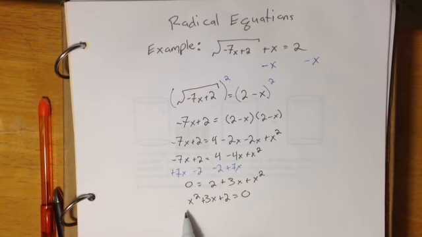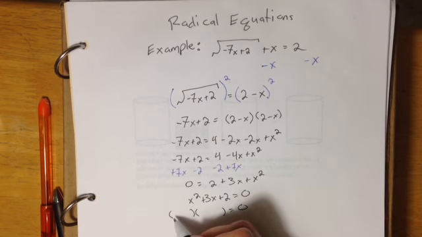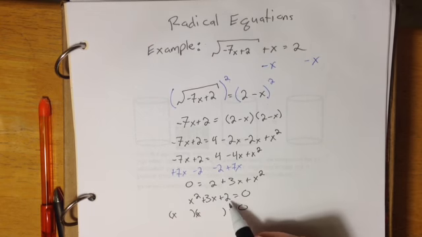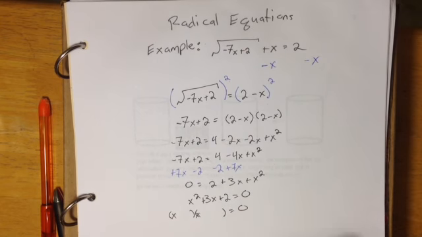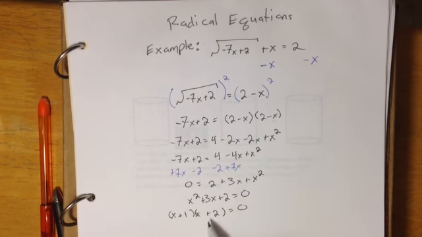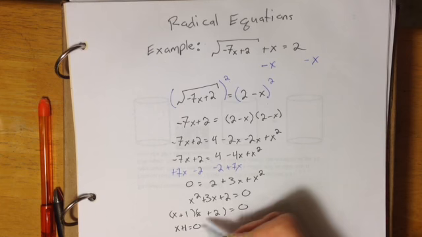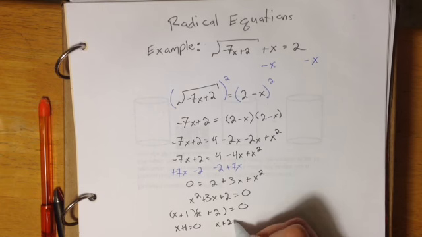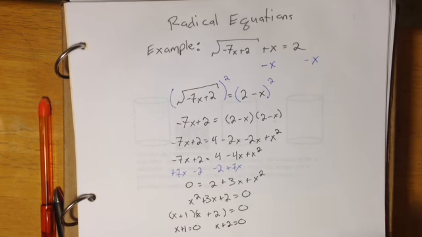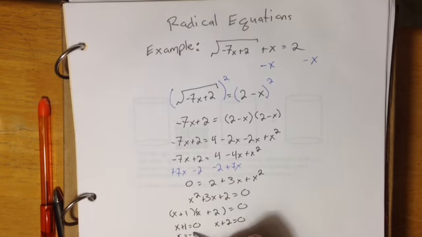Now, I should be able to deal with this quadratic. It should factor. And sure enough, I'm looking for factors of 2 that add up to 3. There's really only one option here, a 1 and a 2. Then I can set each piece equal to 0. x plus 1 equals 0. x plus 2 equals 0. Which means finally that x equals negative 1.